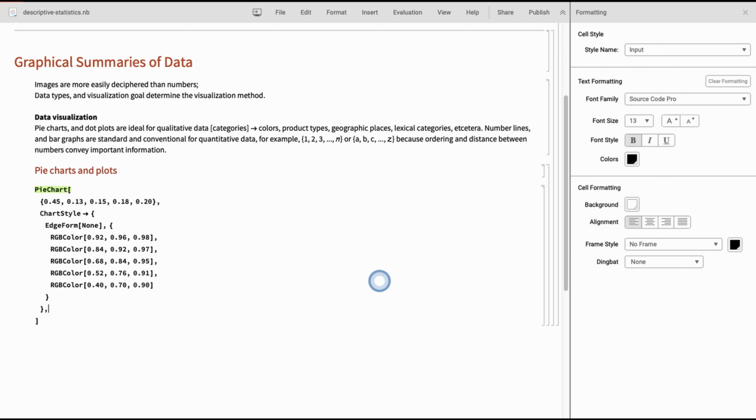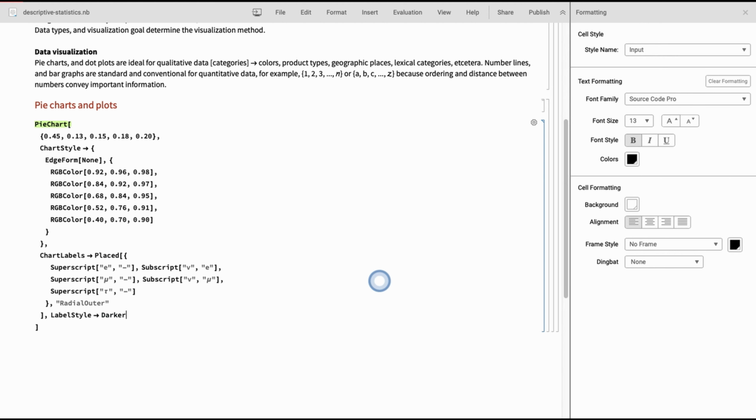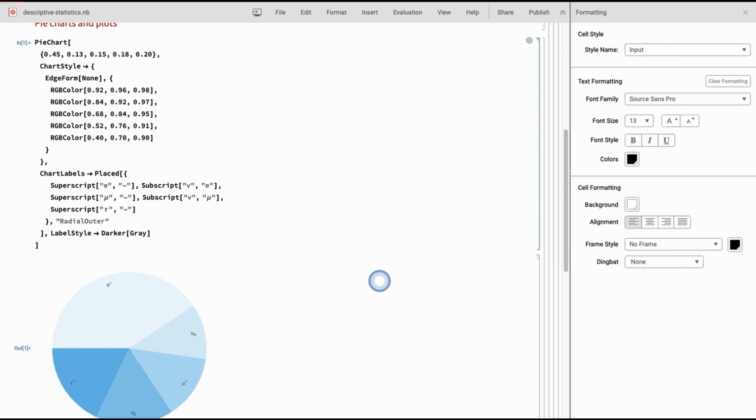Let's say that 45% of the total is formed by a collection of electron mass. Let's say that merely 13% of the total is formed by a collection of electron-neutrino mass. Let's say that 15% is formed by a collection of muon mass. Suppose that 18% is formed by a collection of muon-neutrino mass. And finally, we have 20% of the total formed by a collection of tau electrons. Let's go ahead and position and stylize the labels themselves. Great.